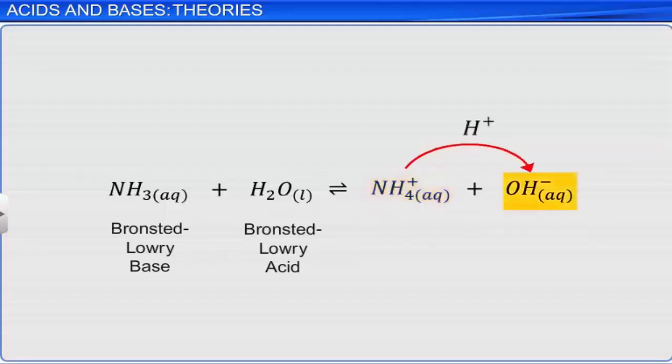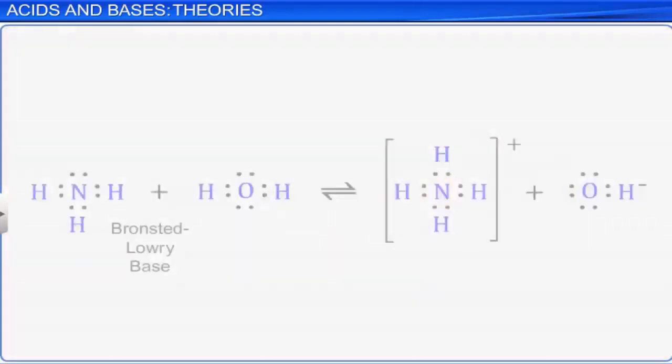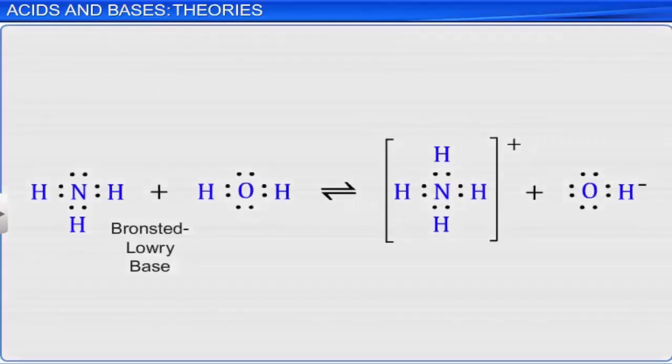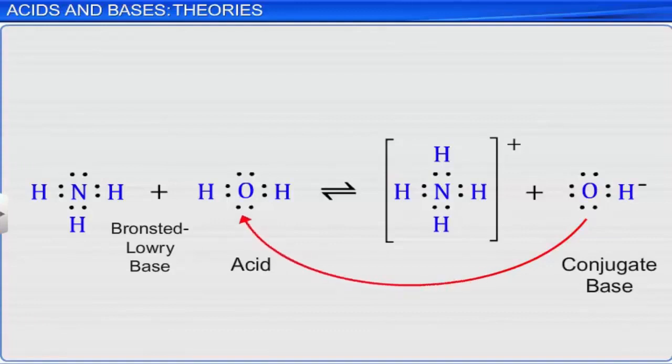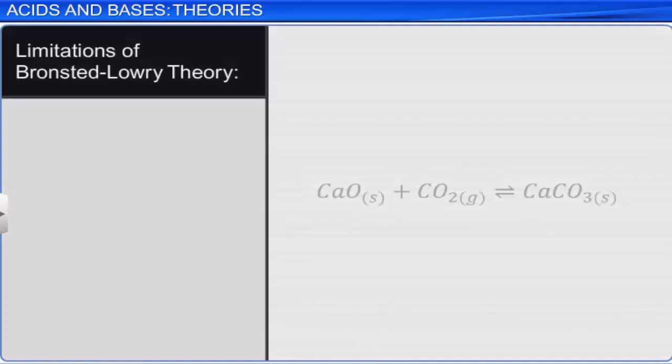Hence, NH4+ and OH- act as Bronsted-Lowry acid and base, respectively. In this case, the OH- ion is called the conjugate base of the acid H2O, and the NH4+ ion is called the conjugate acid of the base NH3. However, even this theory had its limitations.